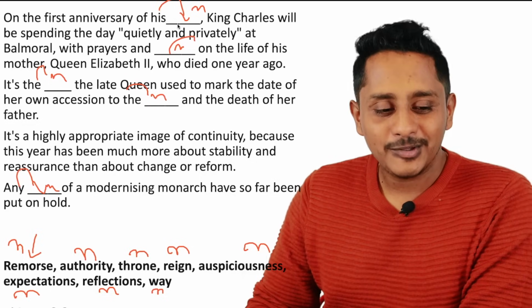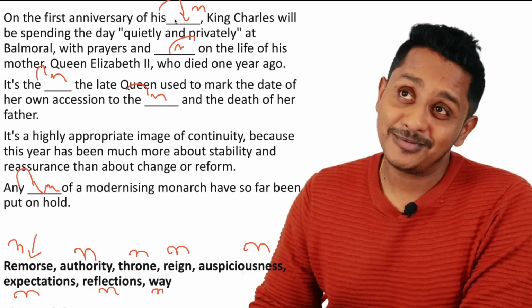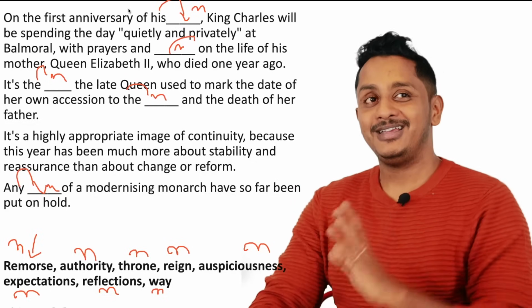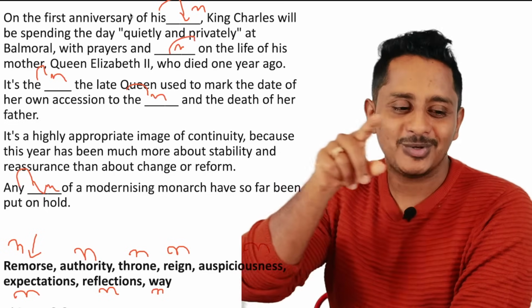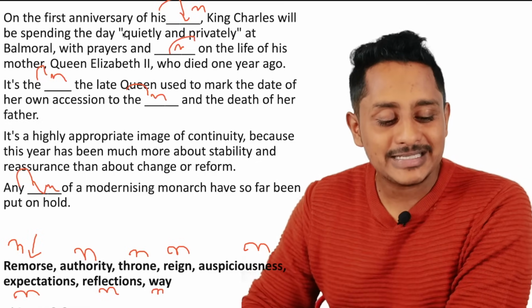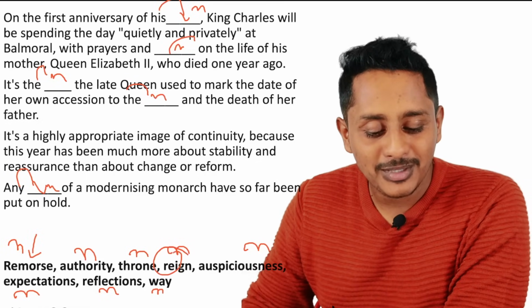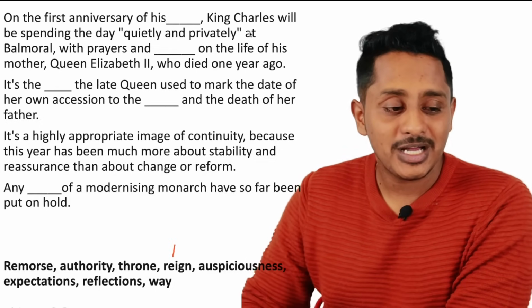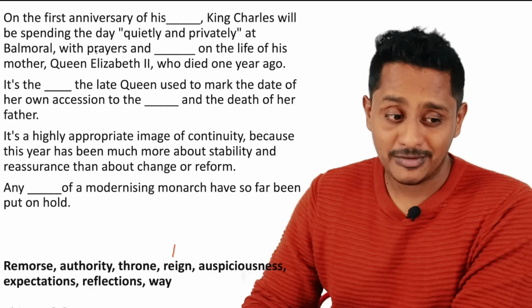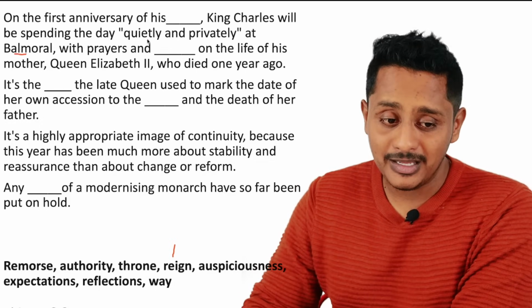On the first anniversary of his throne, no, first anniversary of his ruling, he came to the throne, or throne is that position. So, on the first anniversary of his ruling, that is reign. You need to know the meaning of it. On the first anniversary of his reign, King Charles will be spending the day quietly and privately at Balmoral with prayers and dash.